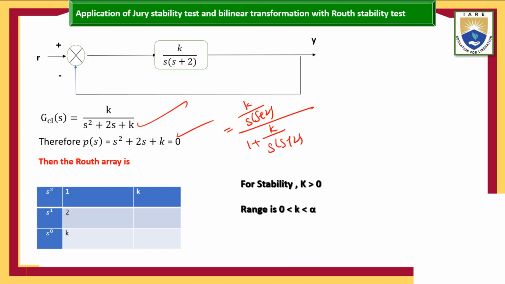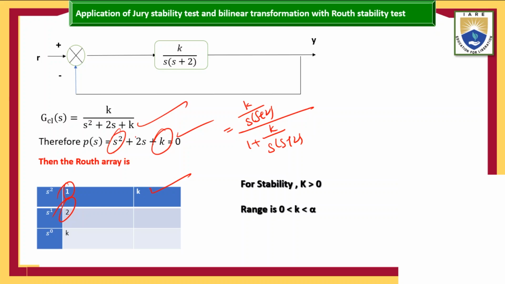So what happened? If you find these values, the s square term is 1, next the s term is 2, next the constant term, the s power 0 term, is K. The first row is completed. Coming to the second row, it is 2. So we got the 2 value also.